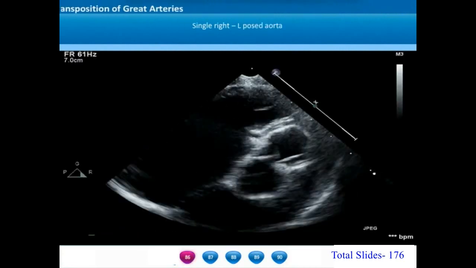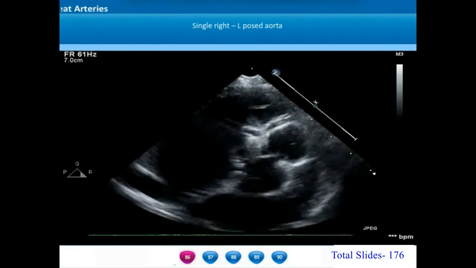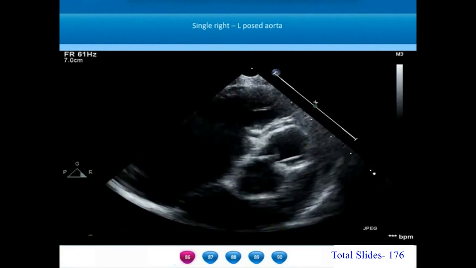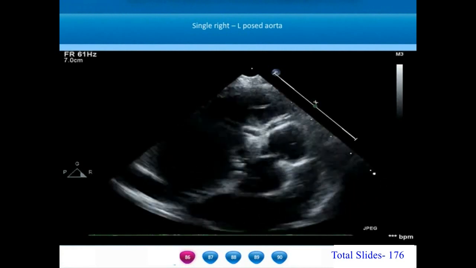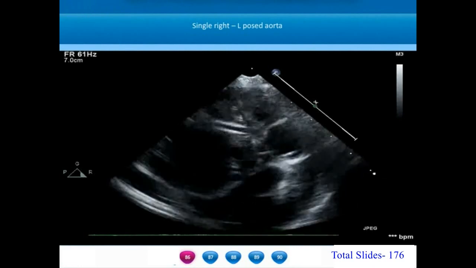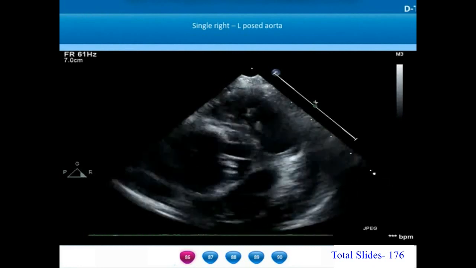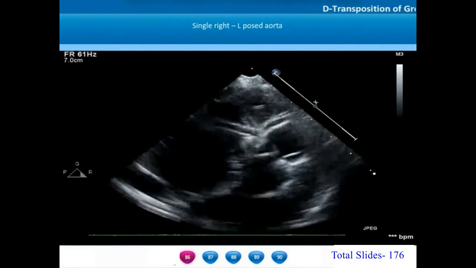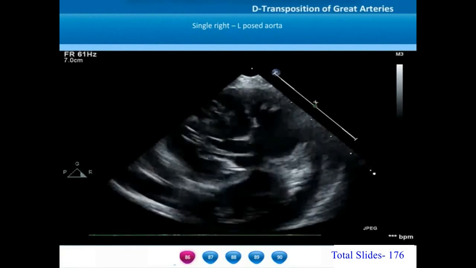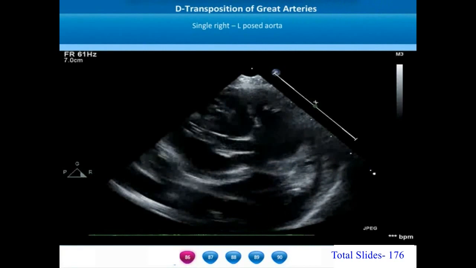The single right coronary artery, which arises from the right facing sinus, will give off the LCA, which will course anterior to the aorta towards the left side of the heart. The right coronary artery will continue in the right AV groove.